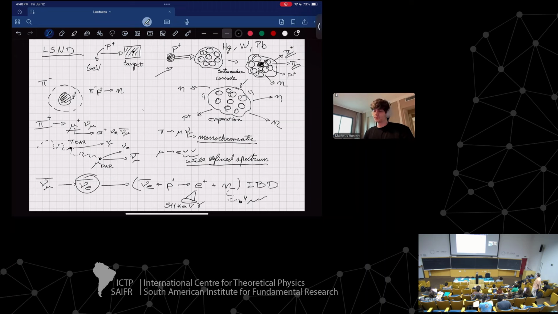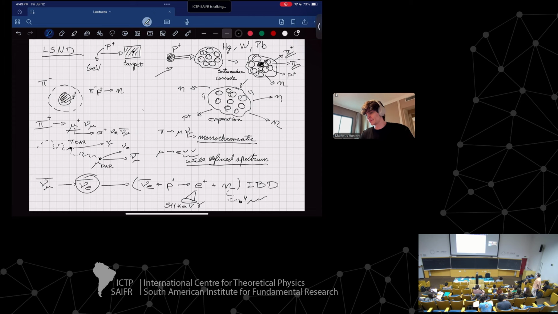Okay. But theoretically, the answer is that the muon decay is very well known because the weak interaction is very well known. And it's a fully elementary process. There's no QCD also. Okay, thank you.